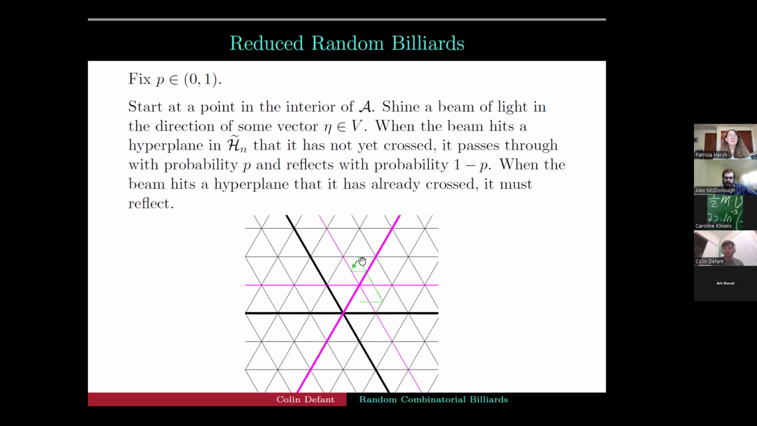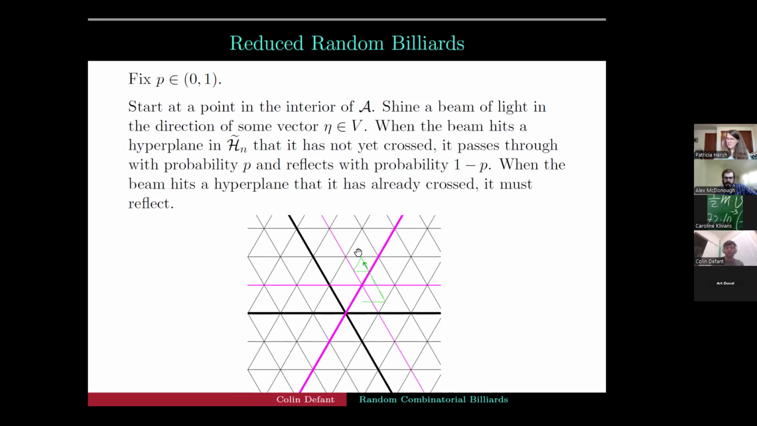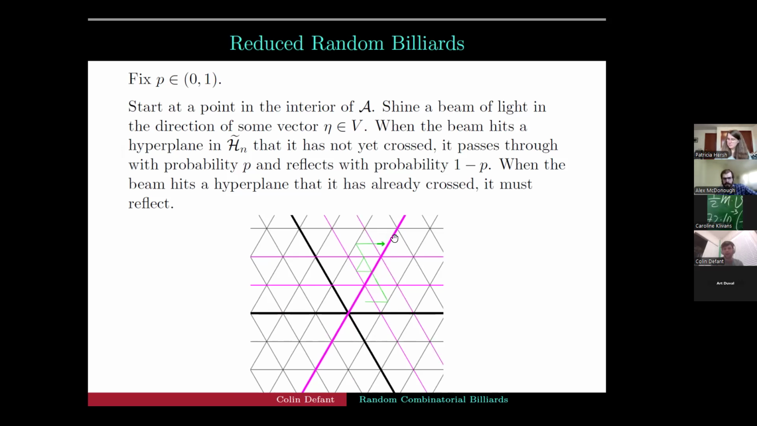That could happen. We could just get stuck in here for a while. But now again, we have to reflect. And now again, we have to reflect. And now we either pass through or reflect. Maybe this time we pass through. And now maybe this time we reflect. Now maybe this time we pass through. Here we have to reflect because we hit a pink line. And so you can see we're just zigzagging along in this way. Okay, so this is what I'll call the reduced random billiard trajectory.